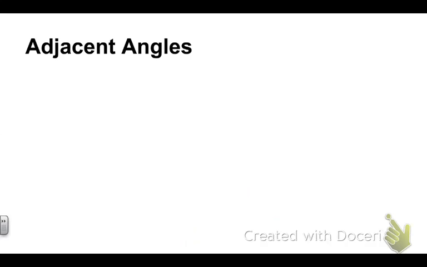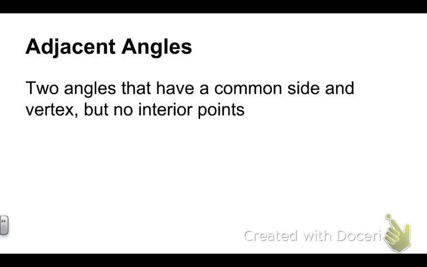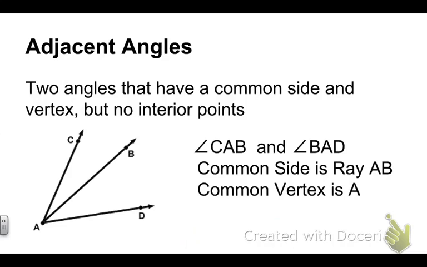So the first words are adjacent angles. And what that is are two angles that are right next to each other. They have a common side and a vertex, but no interior points. So if you look, here's your example. Angle CAB, cab, and angle BAD, angle bad, are adjacent angles. Their common side is ray AB, and the common vertex is A. They're two angles that are right next to each other.